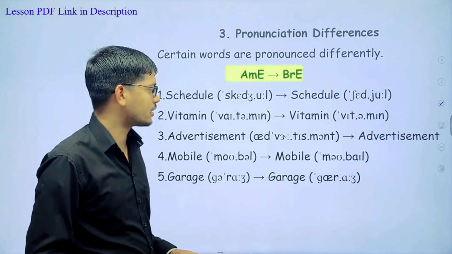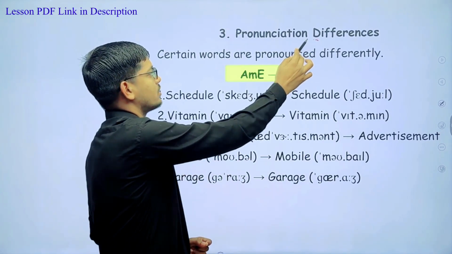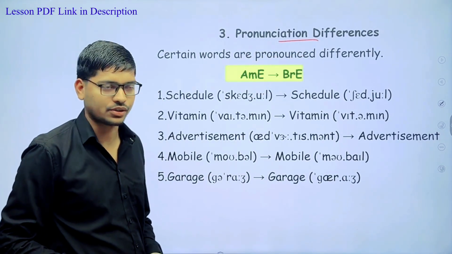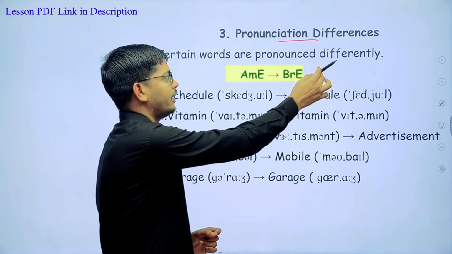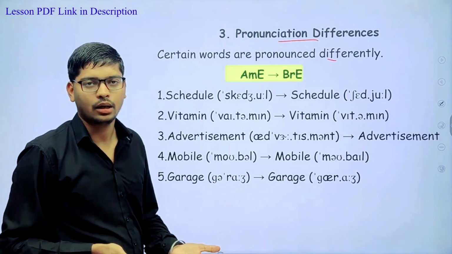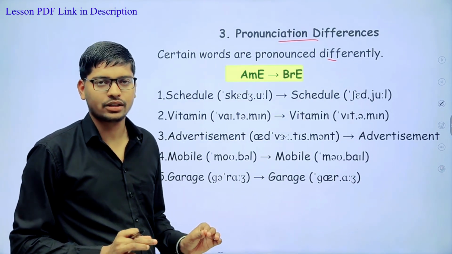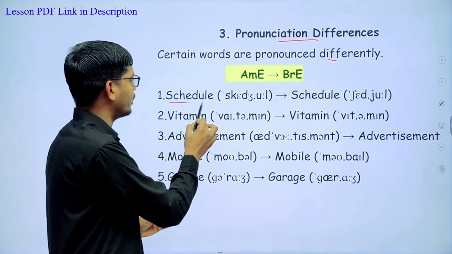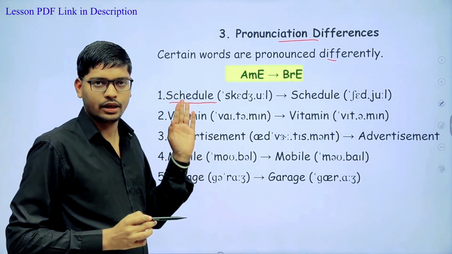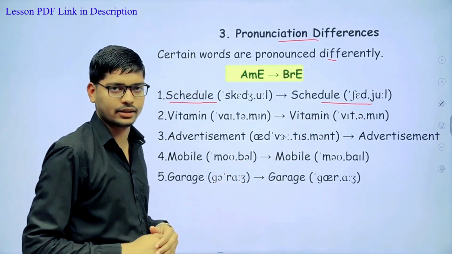Here our next difference is related to pronunciation differences. Certain words are pronounced differently in American English and British English. Okay, so let's see one by one. Here, schedule in British English and schedule in American English.